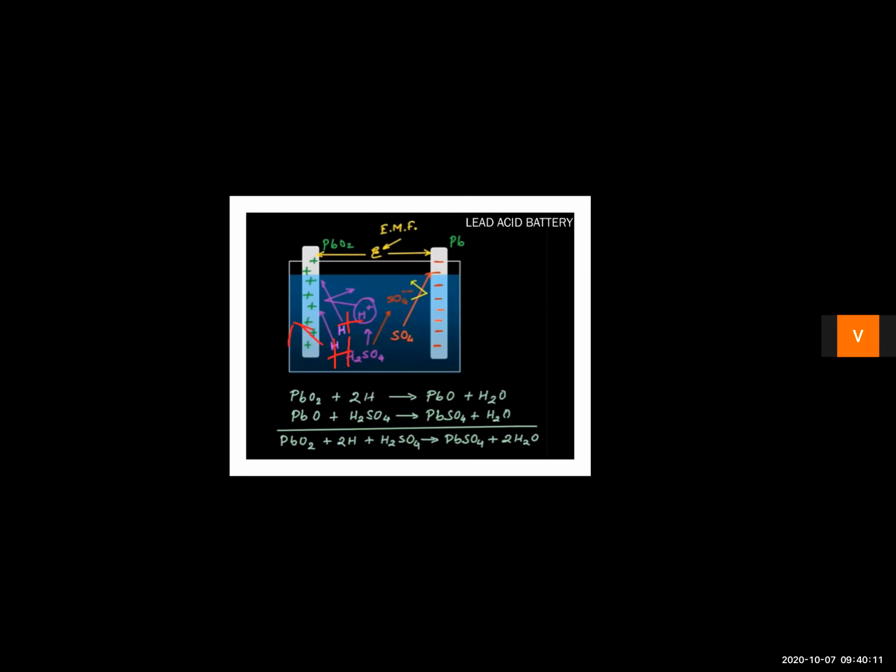Now, we are having here the sulfate ion, SO4 minus minus, right? This sulfate ion moves towards the lead plate and reacts with it, and it leaves its negative charges on the lead plate. वो अपना negative charge release कर देता है lead plate पे. And as you can see, the lead plate becomes negatively charged because of the negative charge released by the sulfate ion.